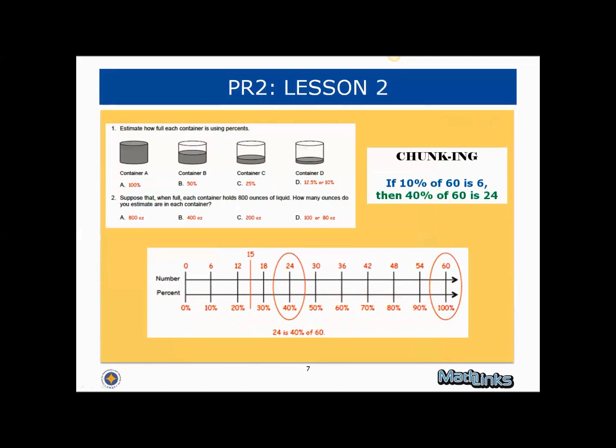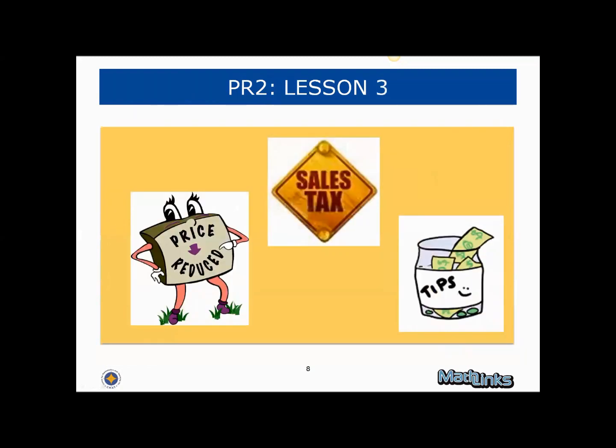In Lesson 2, students learn to use sense-making mental math, a method we call a chunking strategy, and our Packet 1 friend, the double number line, to find percents of numbers and solve percent problems. Lesson 3 is all about percent applications as students apply their skills to problems related to markups and discounts, gratuities, and sales tax.